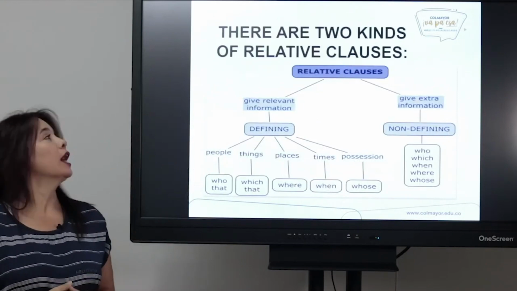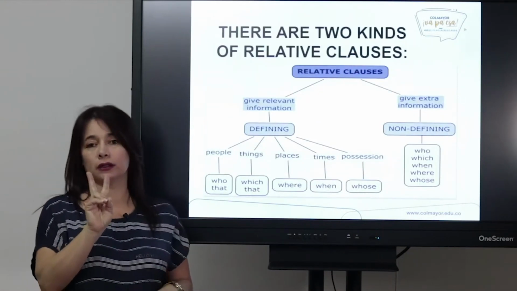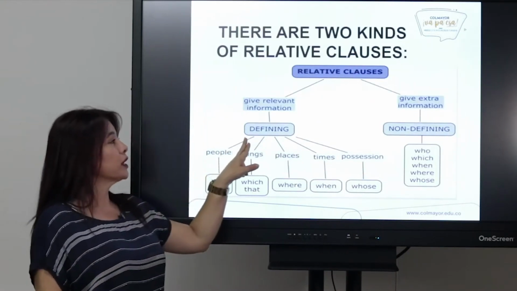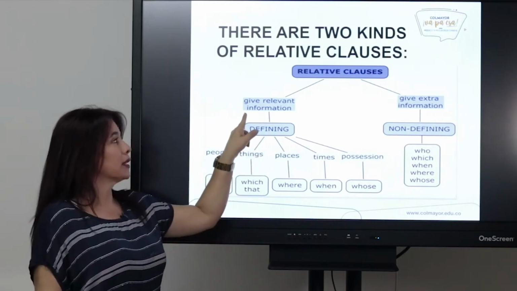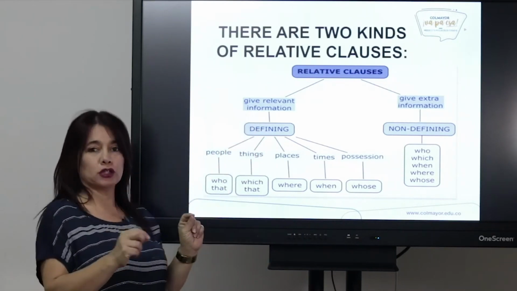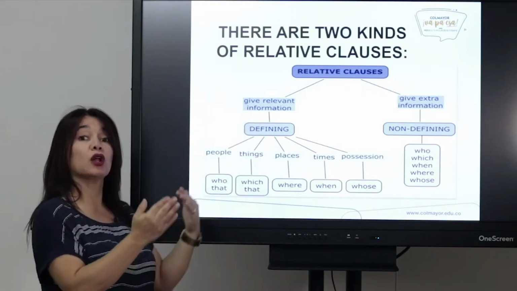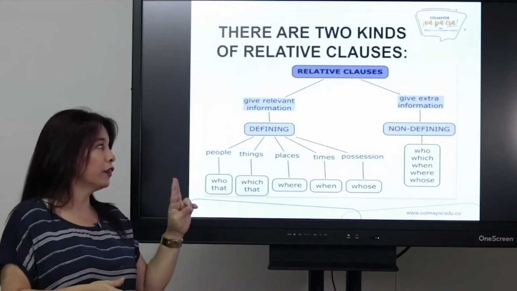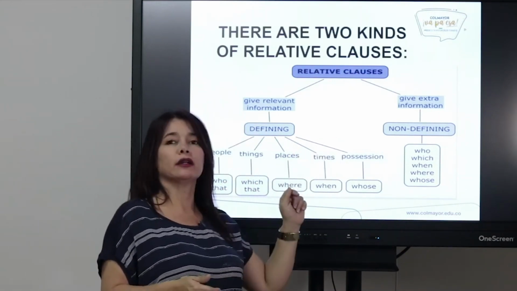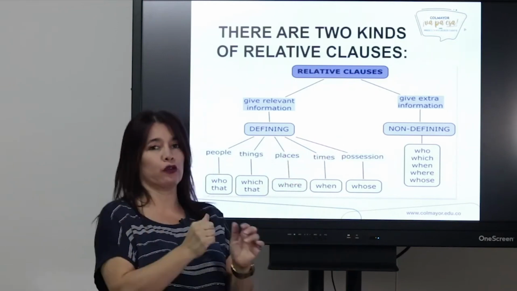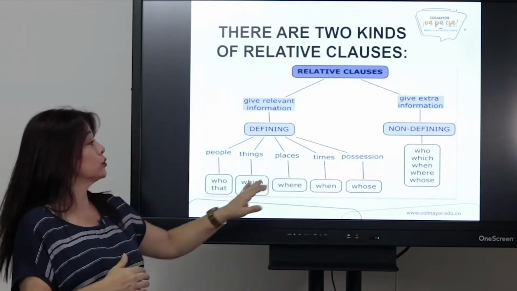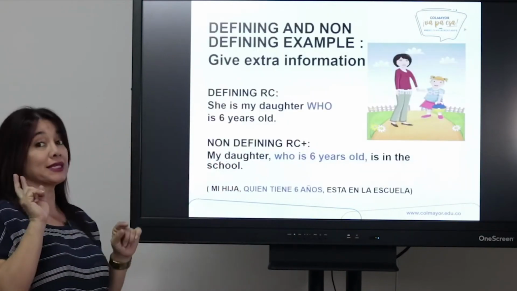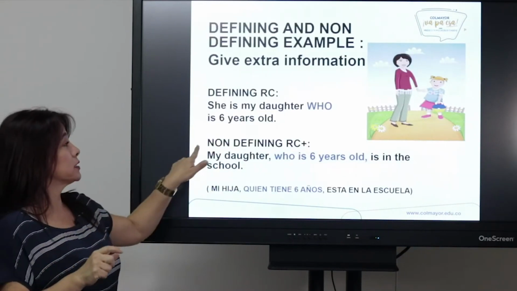Okay. There are two kinds of relative clauses. The first one is defining, that gives relevant information, like the sentences that we did before. And the other is non-defining, that gives extra information. Now, I'm going to show you some examples with the second, that is non-defining.